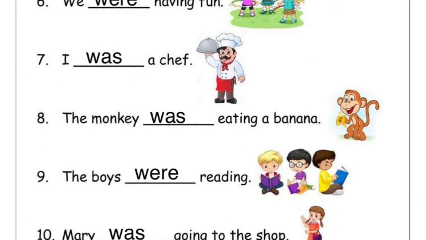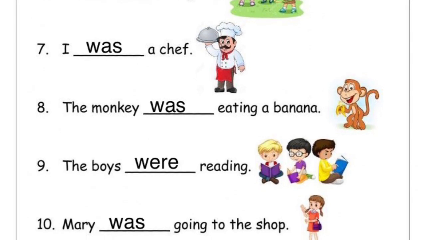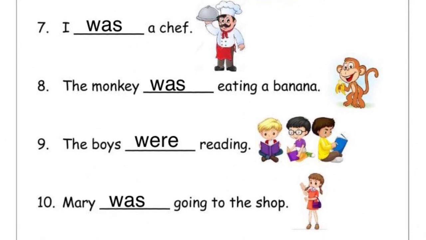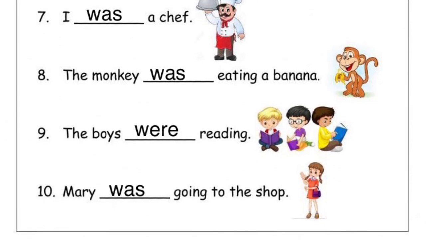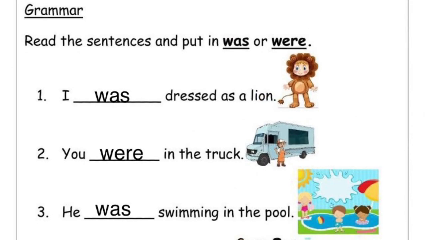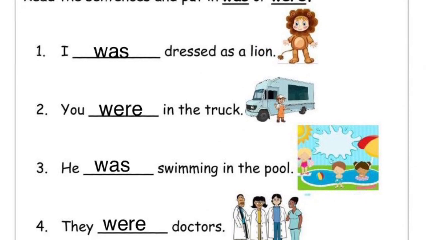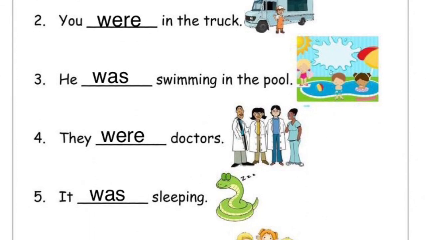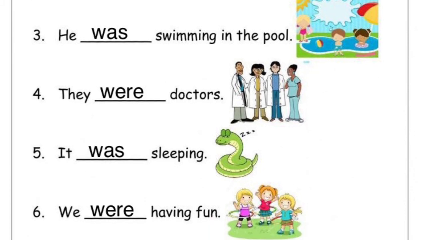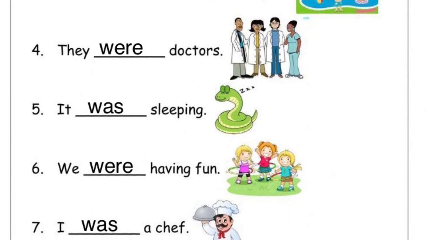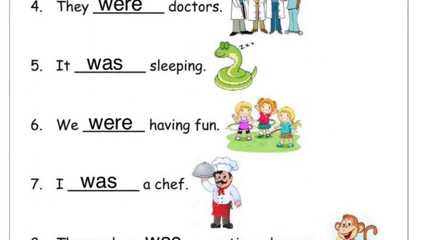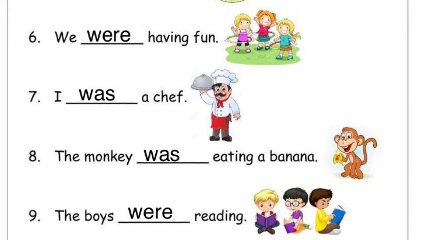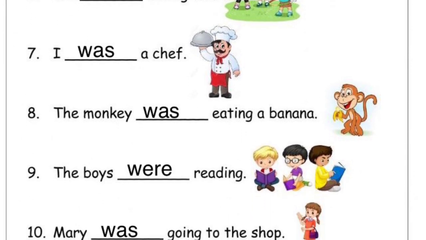Okay. Next sentence is Mary was going to the shop. Mary is singular, so for that we have to use a singular verb, was. Okay. So I have tried to clear with these examples where we have to use was and where we have to use were. You have to remember that chart, that was is used with the singular noun and were is used with the plural noun and with you.